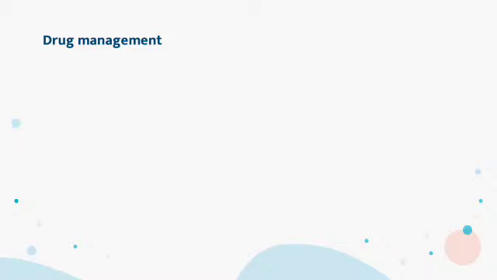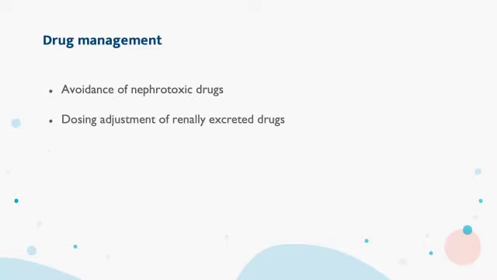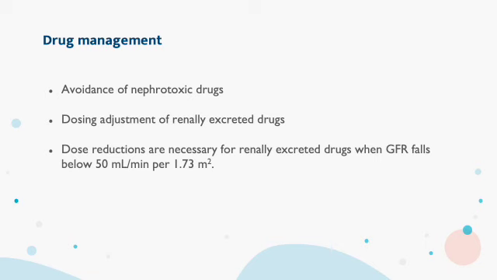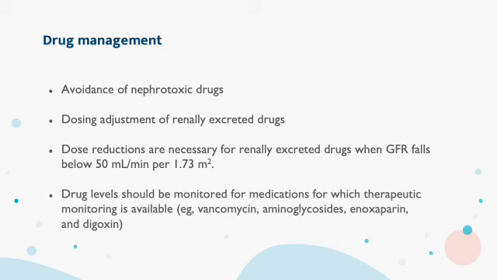Drug management in children with AKI includes avoidance of nephrotoxic drugs as they may worsen the injury and delay recovery of function, dosing adjustment for renally excreted drugs, and drug levels should be monitored for medications for which therapeutic monitoring is available like vancomycin, aminoglycoside, enoxaparin, and digoxin.